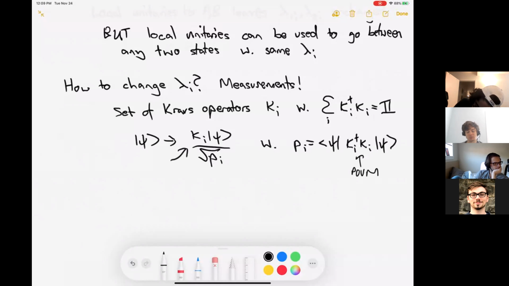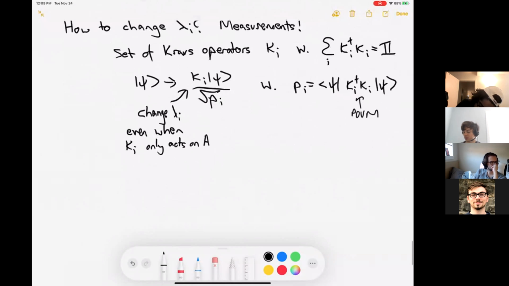And it's pretty easy to see that because these Ki's are non-unitary, they can change the lambda i's even when, say, Ki only acts on A. Like Alice has just done a local measurement in her lab. So what we want to try to understand is what we can do with these Ki's, how we can change them.